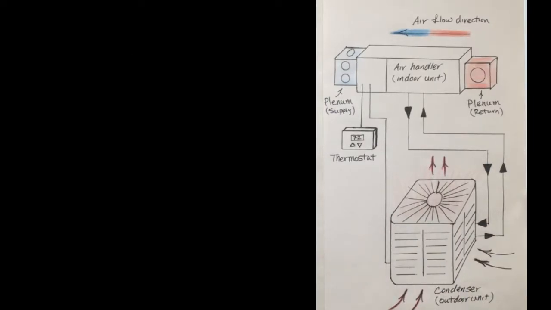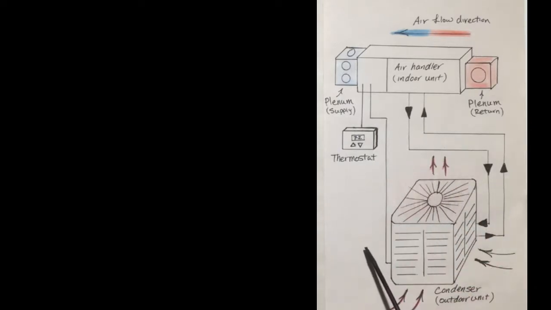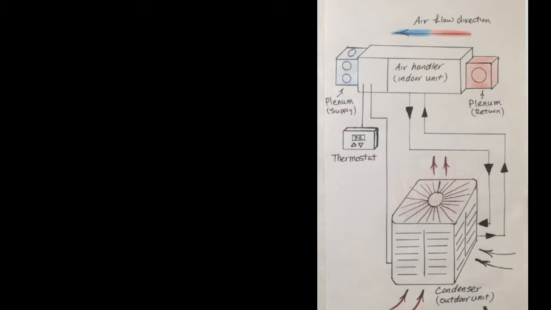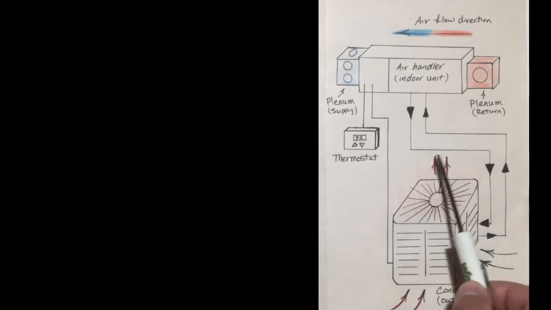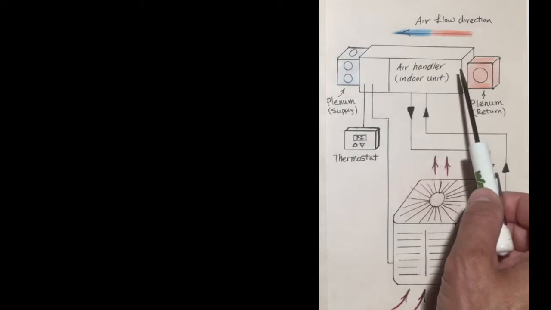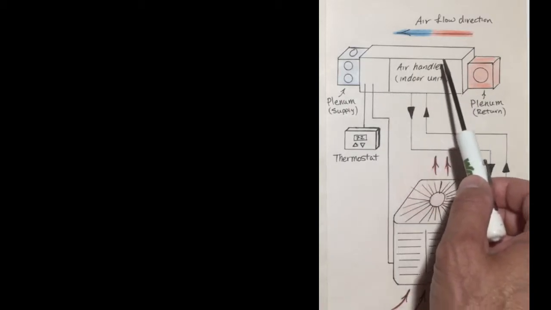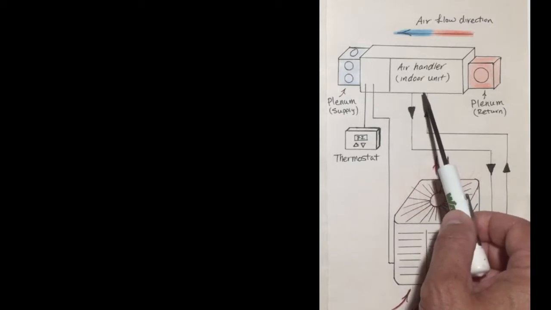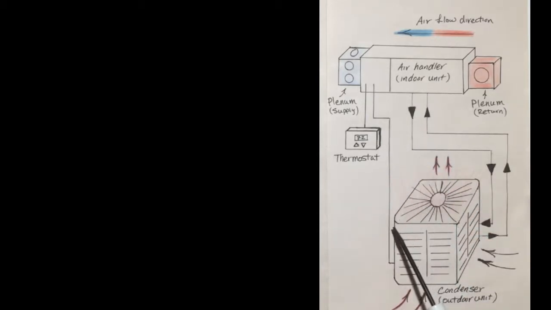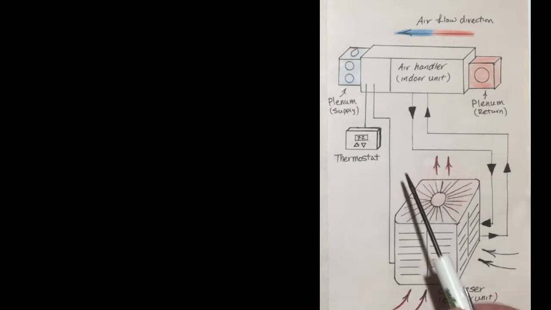So the condenser sits outside of the house, outside of the conditioned space, and sometimes it's referred to as the outdoor unit. Its job is to recirculate the refrigerant in order to capture the heat that is inside of our home, our conditioned space, and bring that heat outside and release it outside of the house.